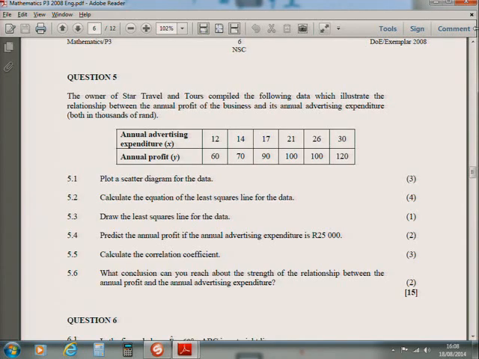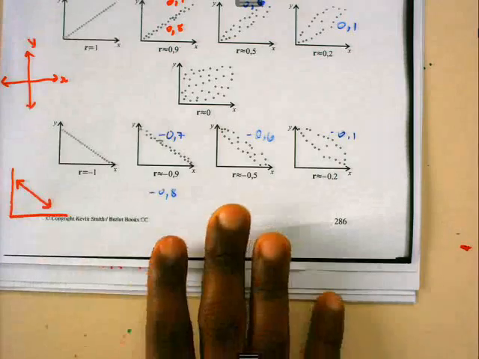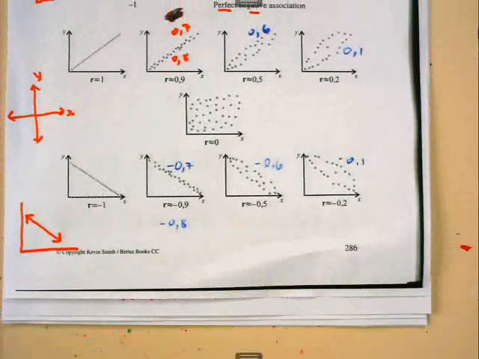Now, question 5. Look at question 5. It's very clear now. It says calculate the correlation coefficient. Remember, correlation coefficient is two values. I want to put back our notes on the screen here. Correlation coefficient is described by two values. Don't forget that. And very important, it has to tell whether positive or negative.